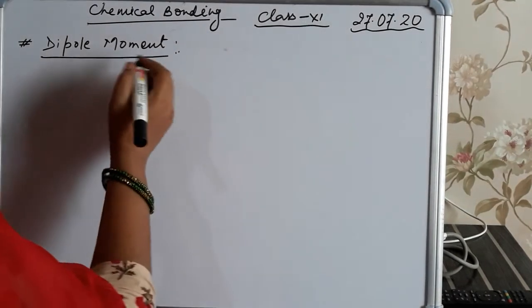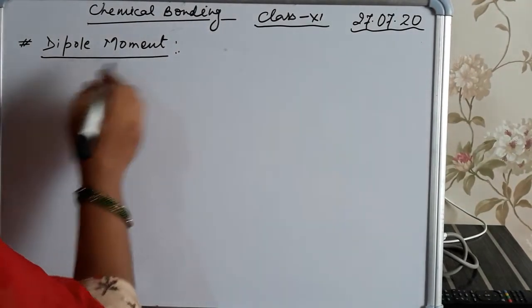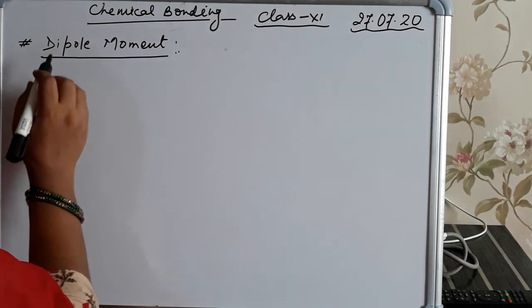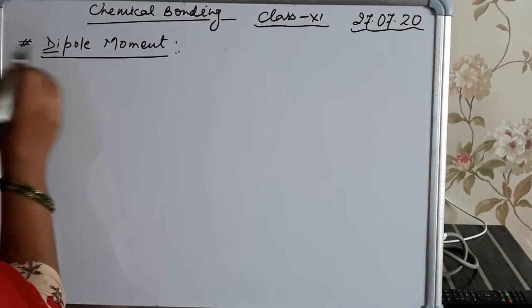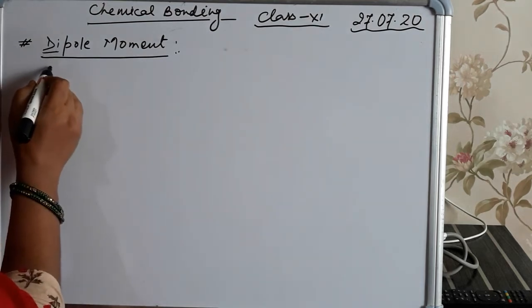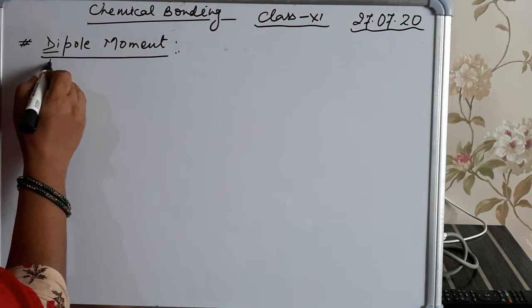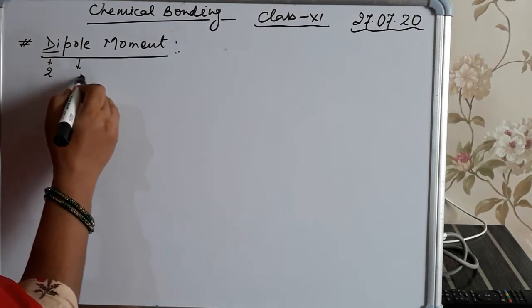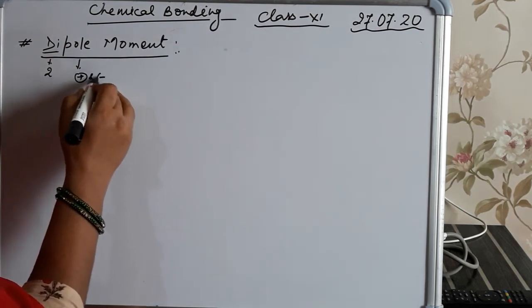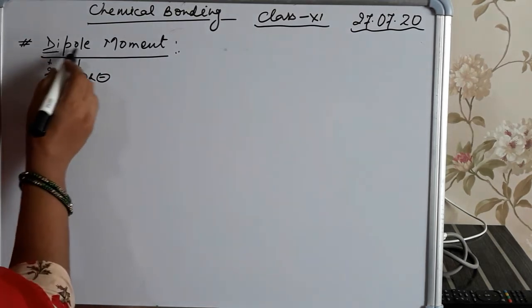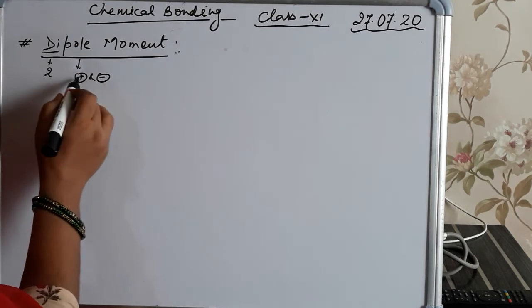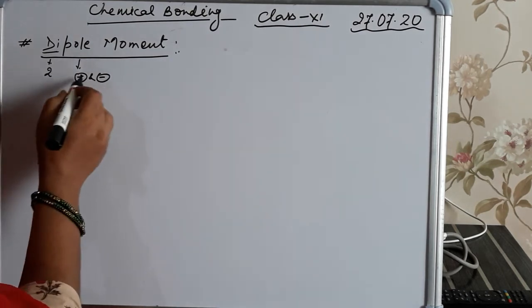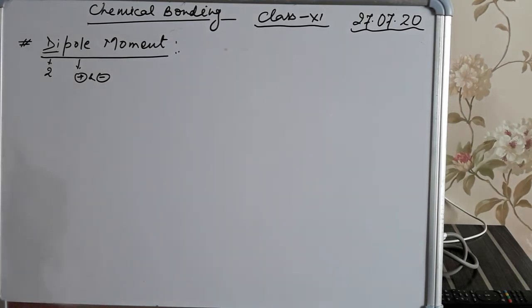Now, write down the definition of dipole moment. First, let us try to understand what we mean by the term dipole. In the word, di means two and pole means a positive pole or a negative pole. So dipole means these two poles, either positive or negative, and these poles arise whenever a compound is formed where there is an electronegativity difference.